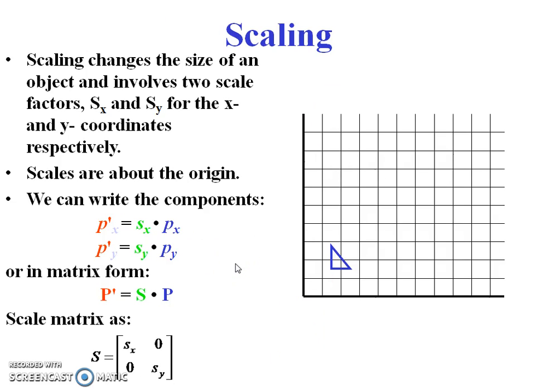And the last transformation is scaling. Scaling changes the size of an object and involves two scaling factors, Sx and Sy, for the x and y coordinates respectively. Scales are about the origin. We can consider p prime x equal to Sx multiplied by px, and p prime y equal to Sy multiplied by py. And the scale matrix is Sx and Sy on the diagonal. Sx is the scaling of x and Sy is the scaling of y.